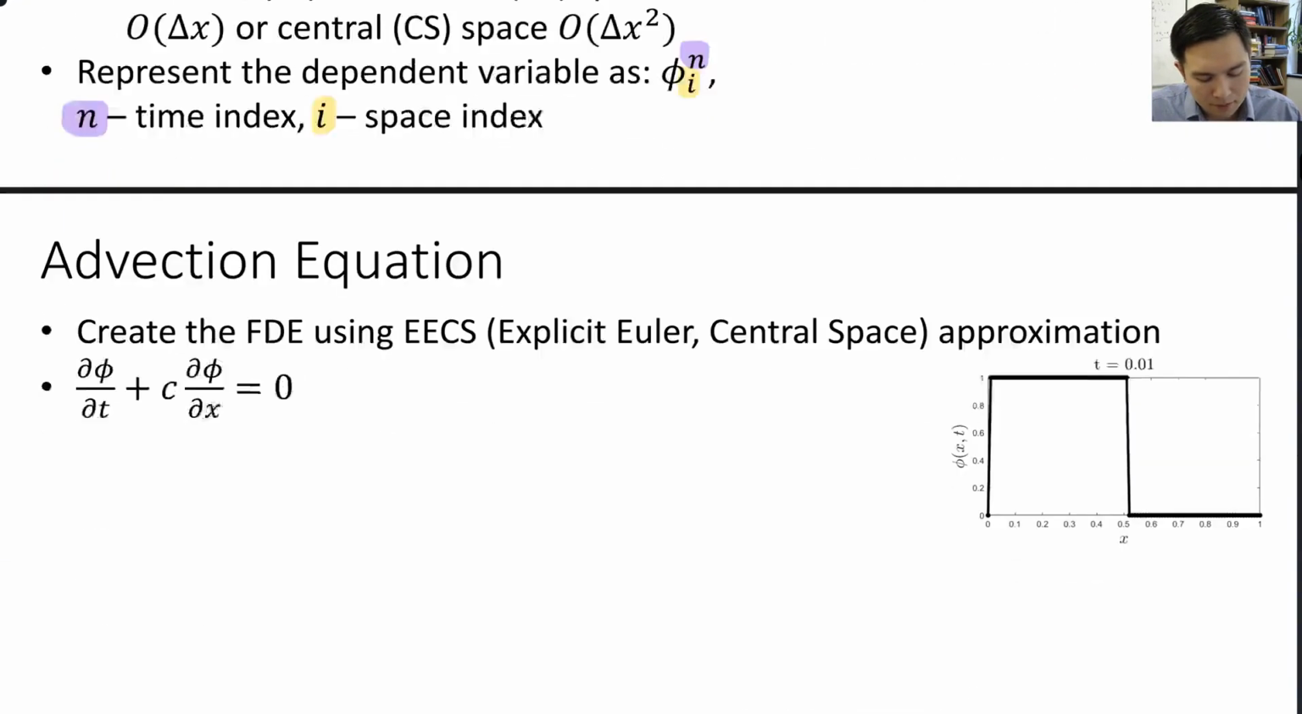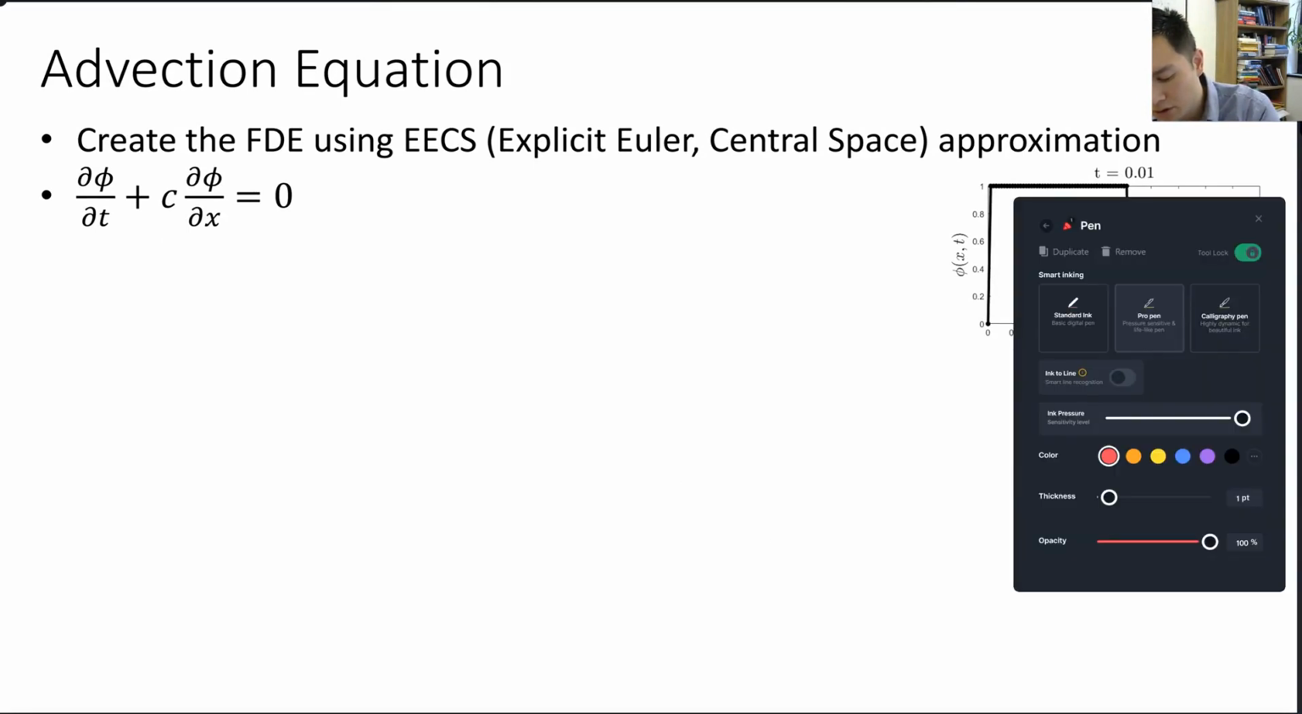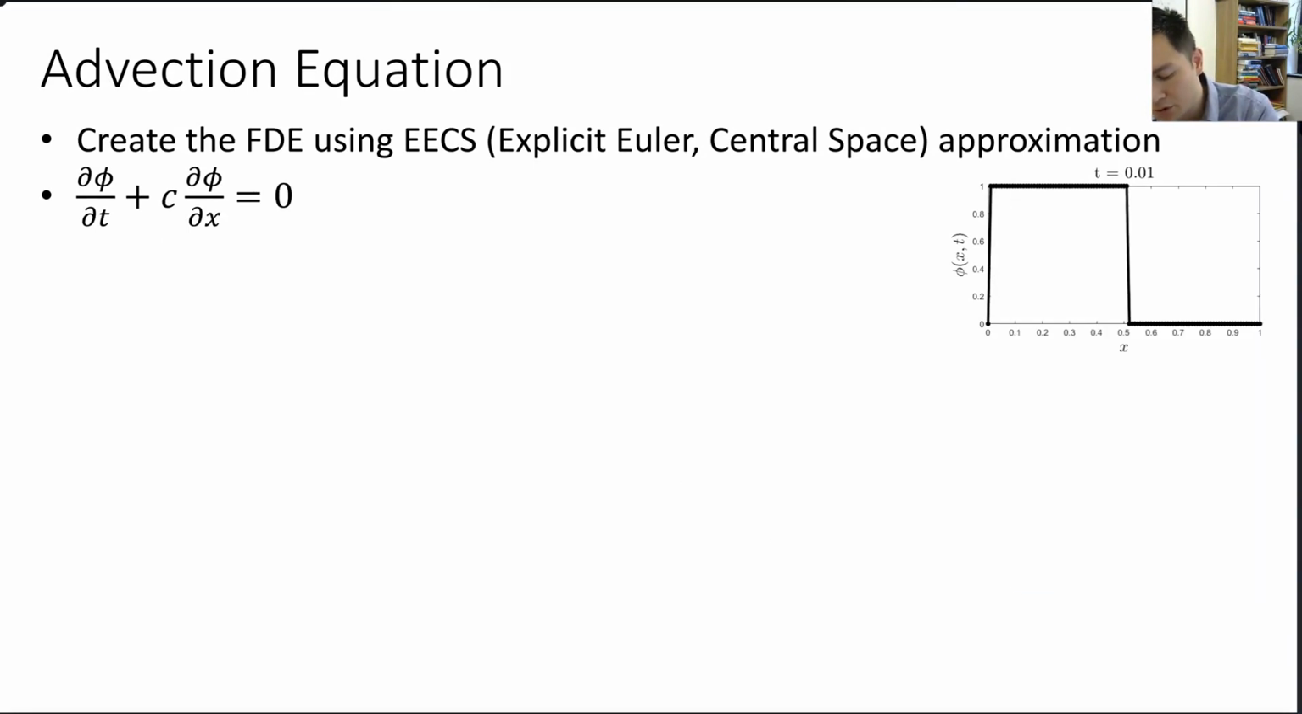So let's talk about the advection equation. We want to create the finite difference equation using an explicit Euler central space approximation. Let's start off by just writing our explicit Euler equation. Our explicit Euler equation was φ at time index n plus 1 equals φ at time index n plus delta t times dφ/dt. And we're going to evaluate this all at the spatial index i, so it's going to be i here, and i here.